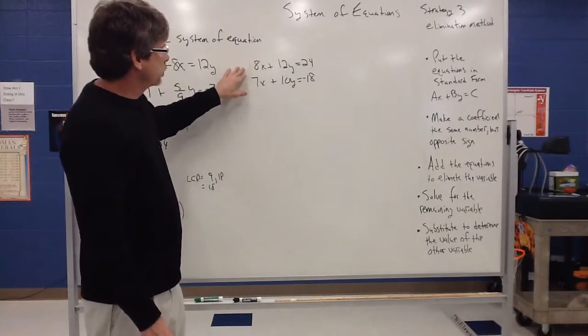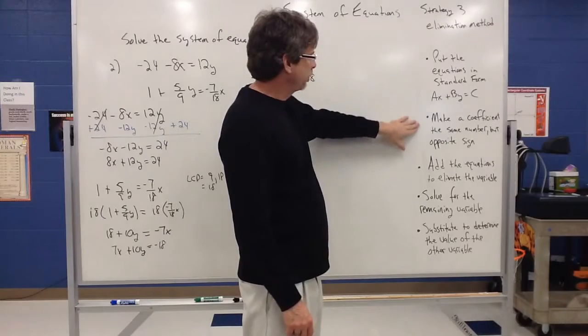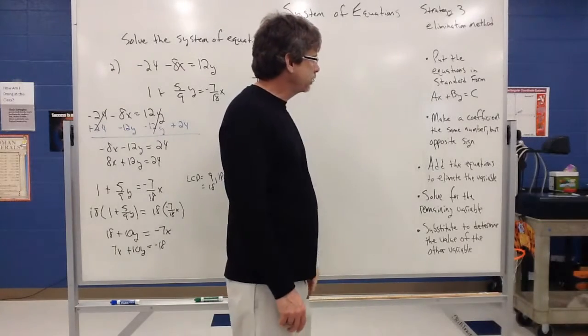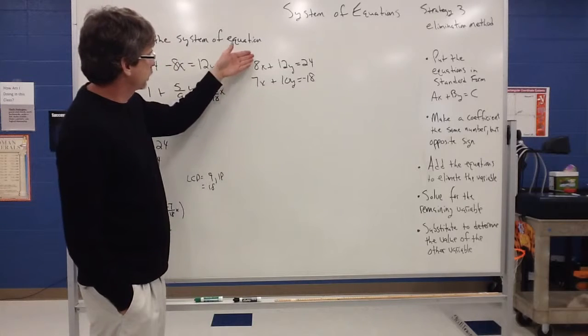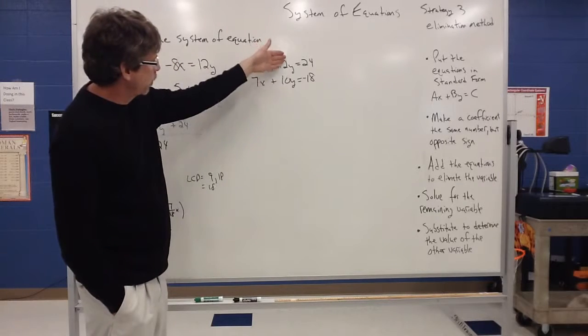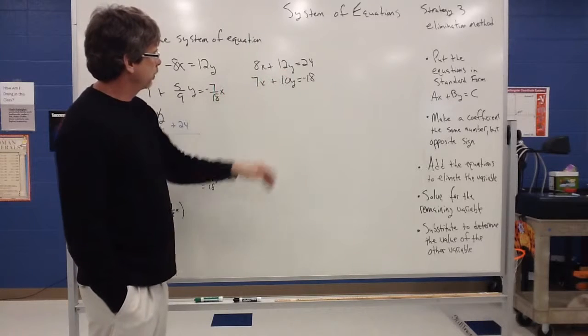So we're going to approach this using what we call the elimination method. So we put them in standard form, we want to make the coefficients the same number but opposite in sign. So what I'm looking at is these coefficients of the x's and the coefficients of the y's. I'm trying to find which one of those to eliminate.